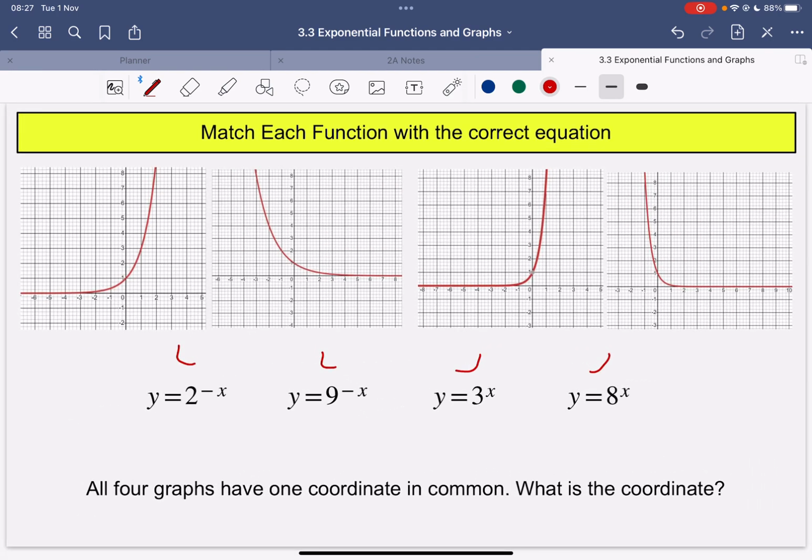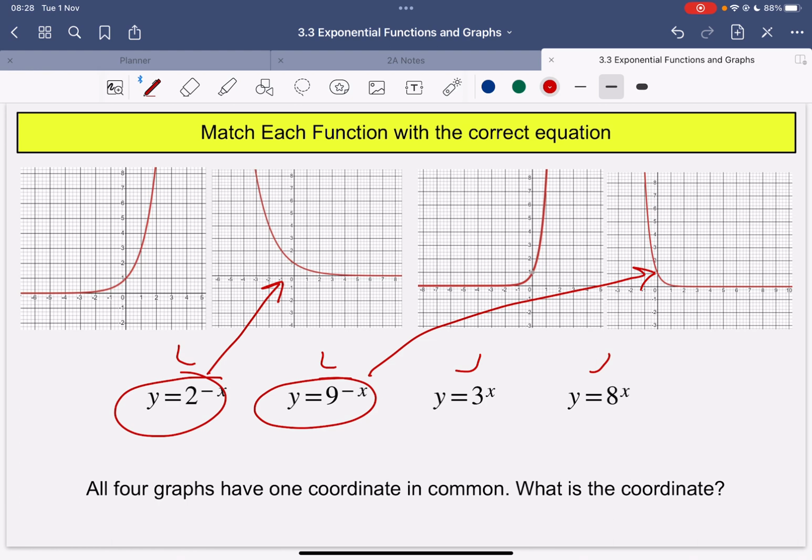So how can I match, say, the 9 with a negative as I have two negatives, one here and one here? I've got two negatives. How do I tell the difference between those two? Well, the 9 to the power of negative x is steeper than the 2 to the power of negative x. The higher the number there, the steeper it is. So the steepest one is here, so that matches with that. And this one will match with the other one that's negative here.